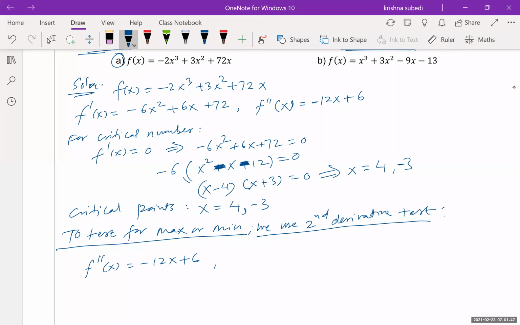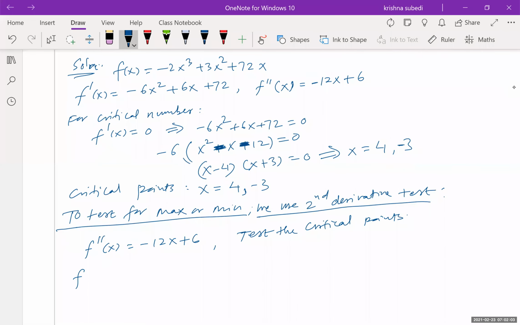This is my second derivative, and let me copy the critical points. So here what you do is you plug in those critical points here. So test the critical points. That means second derivative when x is 4. Here is the critical number. X is 4 and x is negative 3. So when x is 4, that's going to be negative 12 times 4 plus 6.